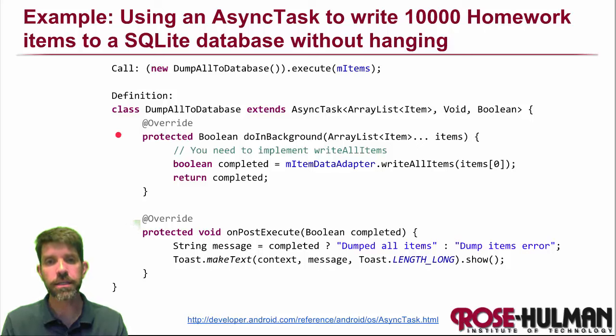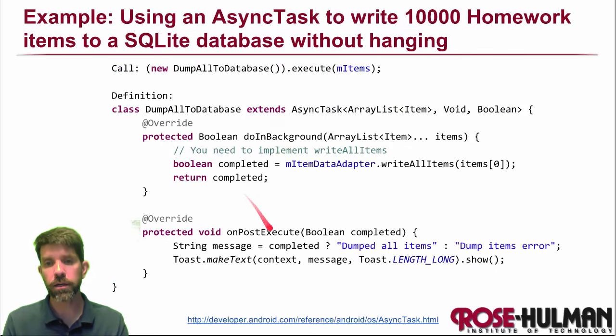An async task of ours is really just a subclass of Java's AsyncTask. So I called mine DumpAllToDatabase, which extends AsyncTask, and here are my couple of methods. One is what I want done in the background. I was writing out a big list, so I took that as an input, and then I called another method to actually do the data writing. It returned a Boolean, basically whether it's successful or not, and I returned that.